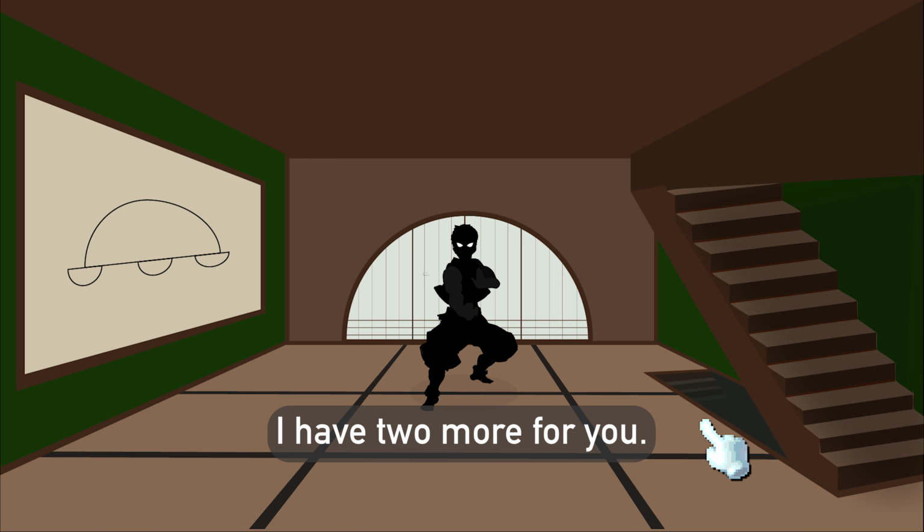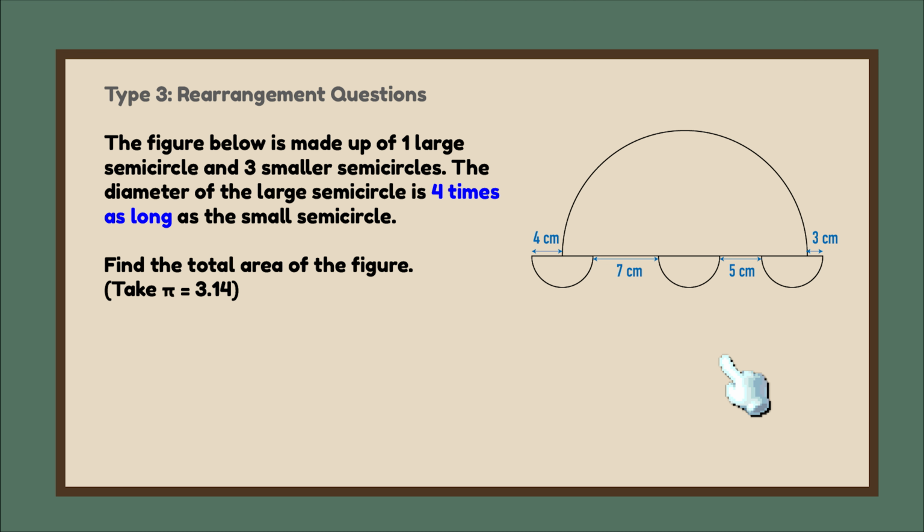Oh, there's 2 more. Okay, so here we have a semicircle, a large one and 3 smaller ones. The diameter of the large semicircle is 4 times as long as the small one, and we want to find the total area of the figure. So if this is anything like the previous questions, then we probably need to rearrange things somehow. Right? What can we do here?